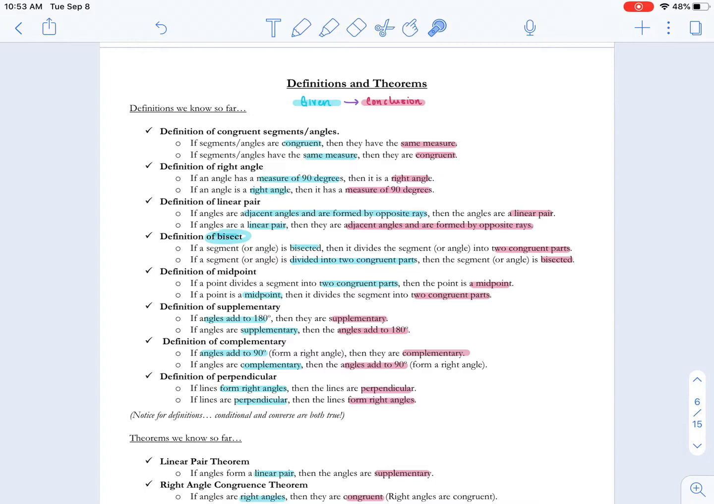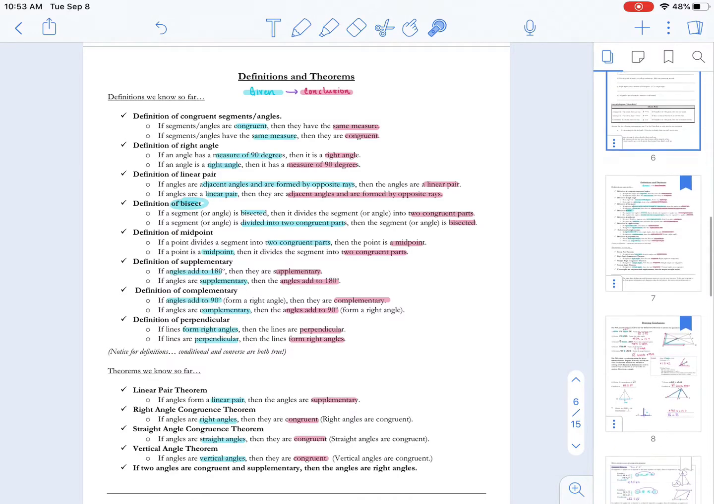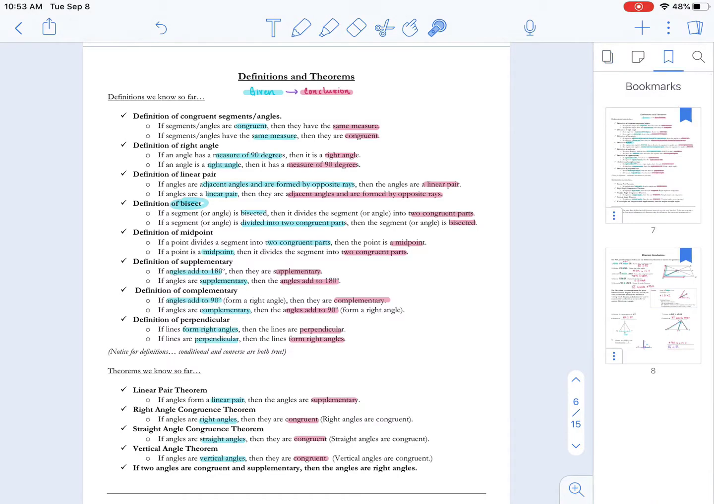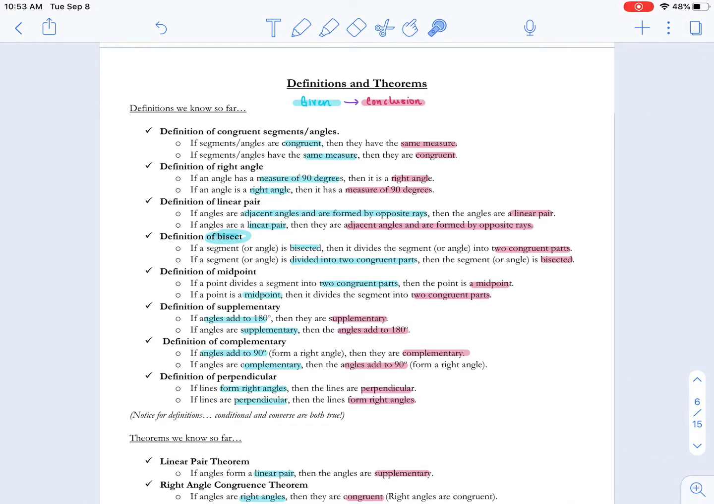Before we get into drawing conclusions, I want to draw your attention to these 2 pages in your packet. I would recommend that you bookmark them so that you can find them really easily under the bookmark section of Notability, because this is where all of your definitions and theorems are going to be.